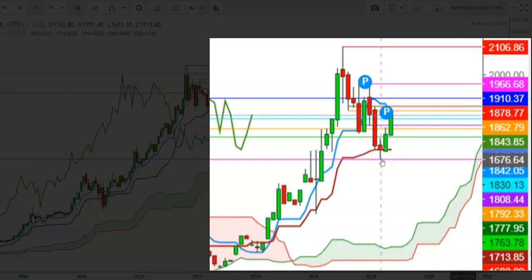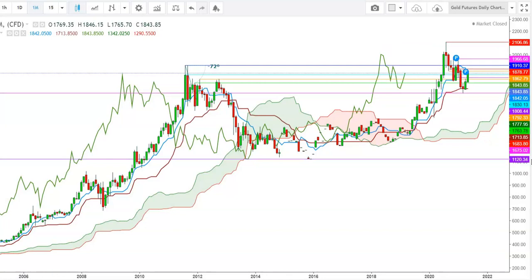Here you can see that the gold futures tested the lows at 1676 during the month of March 2021. Since then, we have seen a sharp recovery in gold futures, which finally closed last week at the levels of $1843. So friends, here I find that the gold could continue this upward journey. So friends, let me zoom this for you.